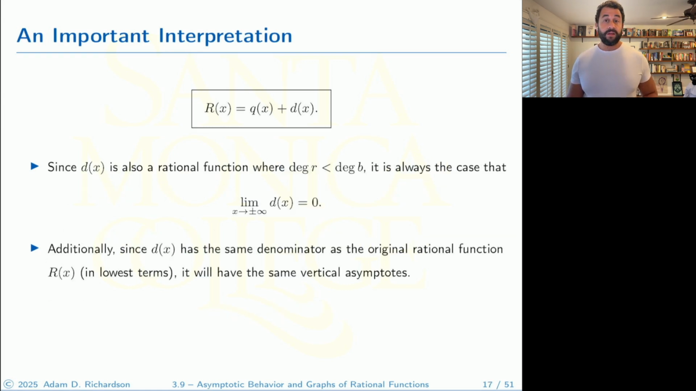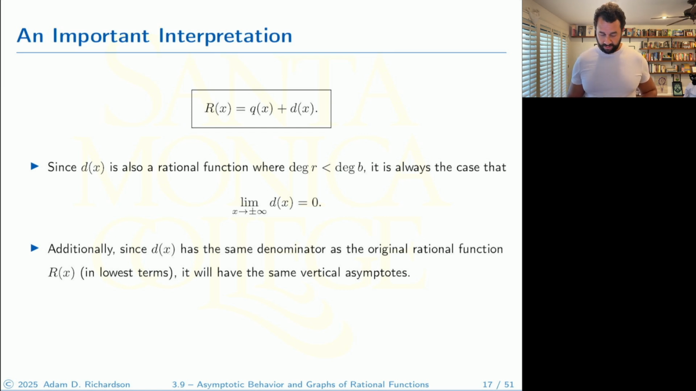Another important detail, because d of x is a rational function itself, where the degree of r is less than the degree of b, the limit, the end behavior of this fractional part is always 0. So as x goes to plus or minus infinity, that little fractional part goes to 0. And that's one of the reasons why your rational function will converge to this quotient here. So basically, as x gets big, this term goes to 0, and then you're just left with that at infinity.